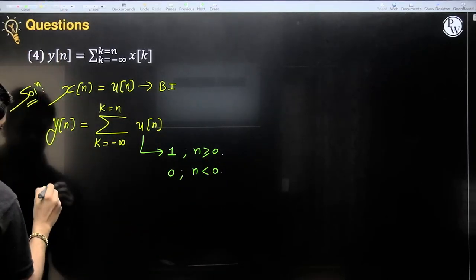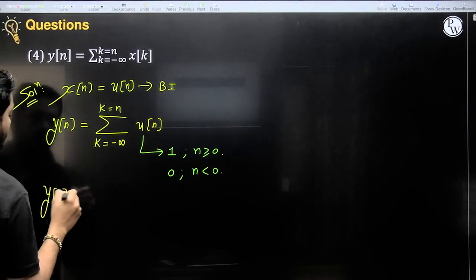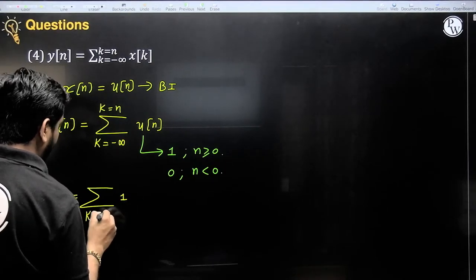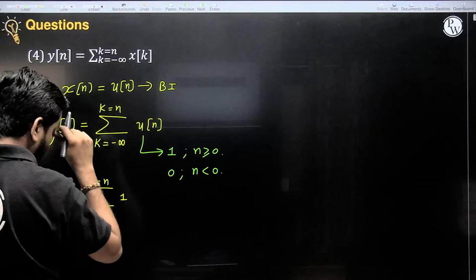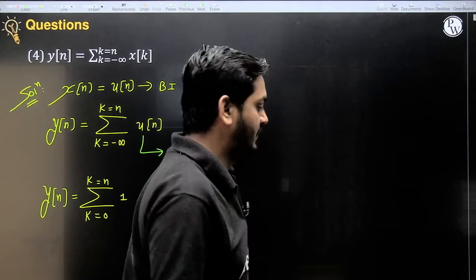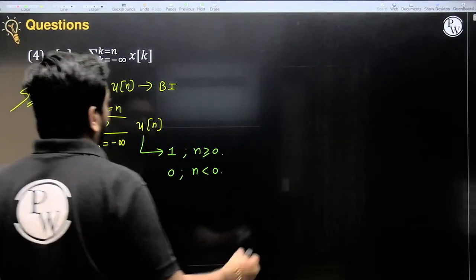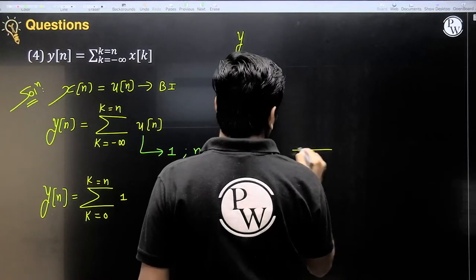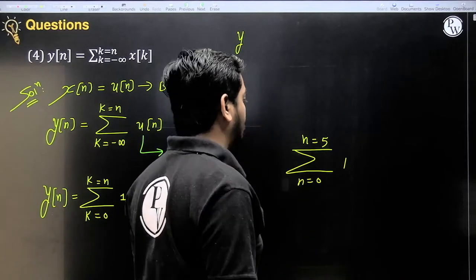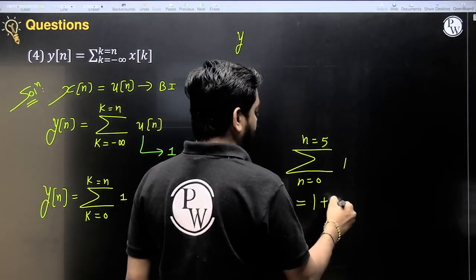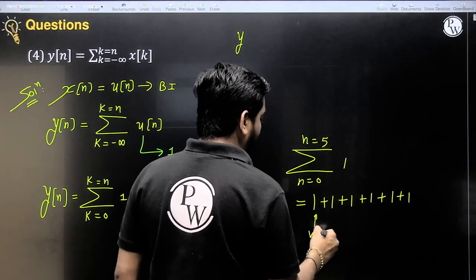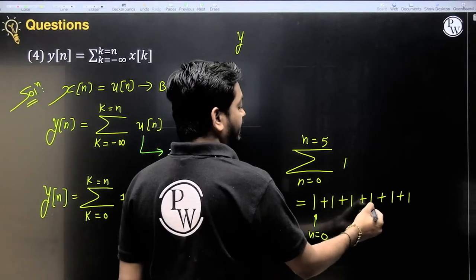So, y of n will be, if you replace u of n equal to 1, the summation of sample value 1 from 0 to n. So, how many times will you get this? Of course, see, do the summation from n equal to 0 to 5 of 1. Here 0 to 5 means 1 plus 1 plus 1 plus 1 plus 1 plus 1. This is for n equal to 0, n equal to 1, n equal to 2, n equal to 3, n equal to 4, n equal to 5.